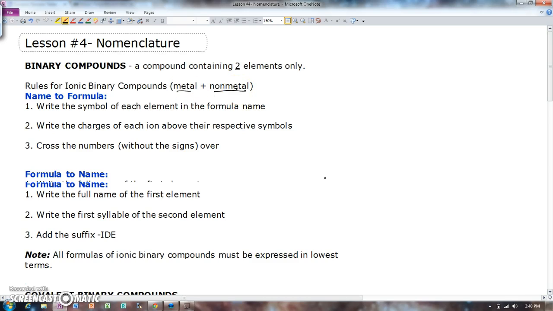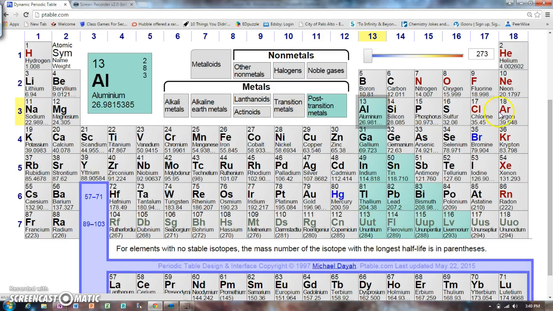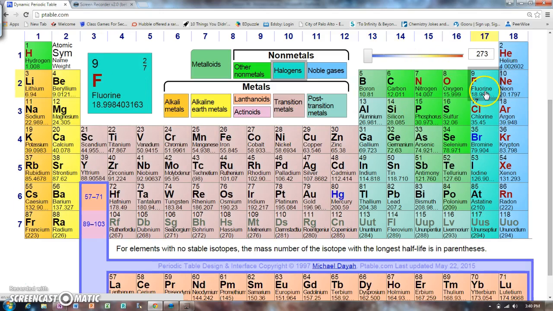And what you're always going to see in an ionic bond is the metal providing an electron to the nonmetal. So if you remember, looking at our periodic table, we'll find the metals mostly here on the left-hand side of the periodic table. Okay? And on the right-hand side, we'll find our nonmetals.